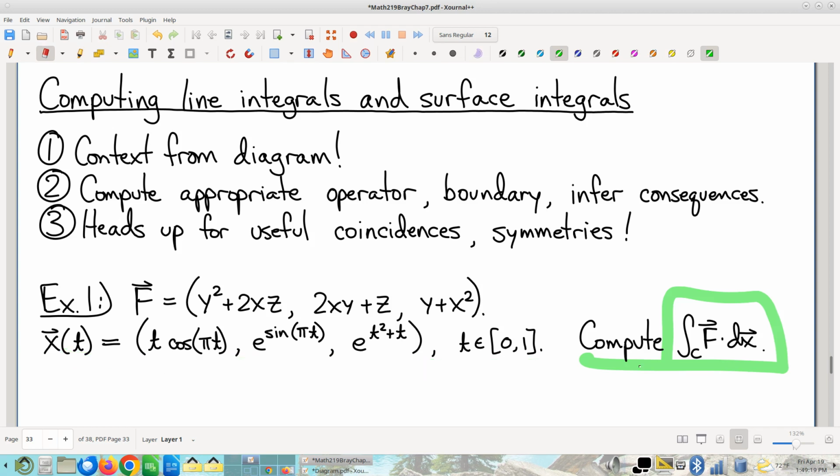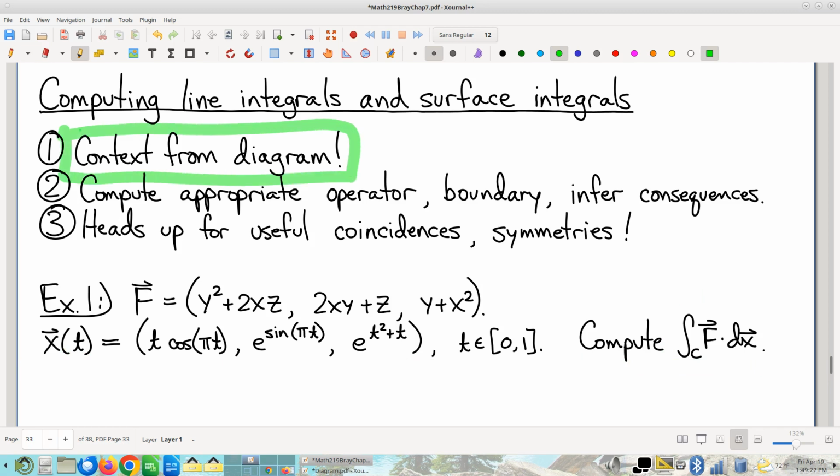Okay, let's walk through that, starting with this example right here. Now, step 1. Where are we? Which diagram were we even talking about? Where in said diagram is this problem taking place? First observation: our vector field. You see right there, 3 coordinates. This is a 3-dimensional vector field. Look at the parametric curve we're given. 3 coordinates. Again, clearly this problem is happening in 3 dimensions.